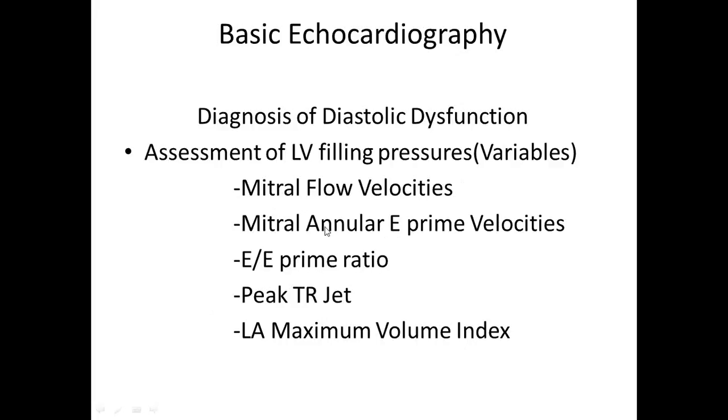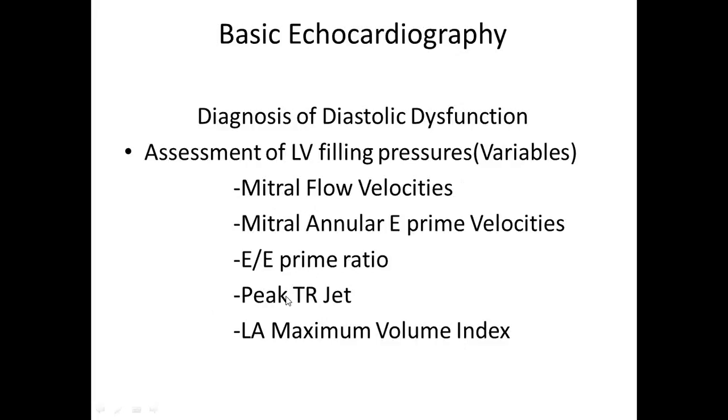For elevated filling pressures, you're going to have a very small E prime. We've established that. For elevated filling pressures, you're supposed to have a very high E to E prime ratio. If you're using the lateral, then greater than 13. If you're using the average, then it's greater than 14. And if you're using the medial, it's greater than 15. So an elevated E to E prime ratio suggests elevated LV filling pressures.